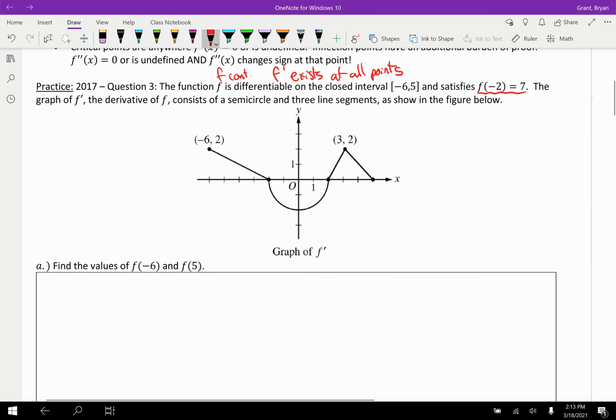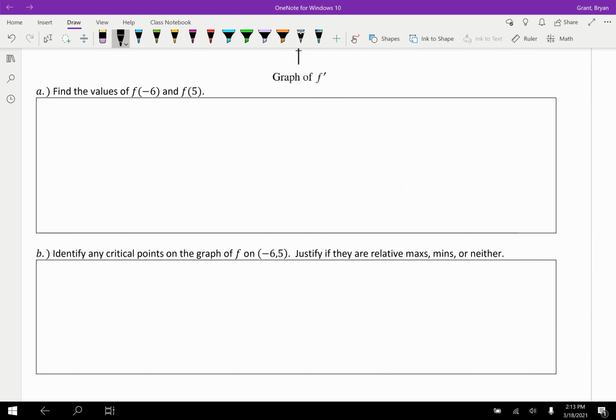Let's start with a very, very common question. Find the values on the graph of f using the graph of f prime. This is manipulation of the fundamental theorem of calculus. I see 2 points we need to find, so I'm going to split my paper in half. We'll start with f of negative 6.